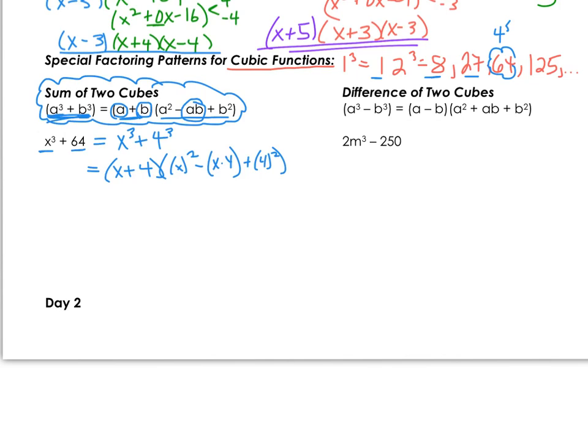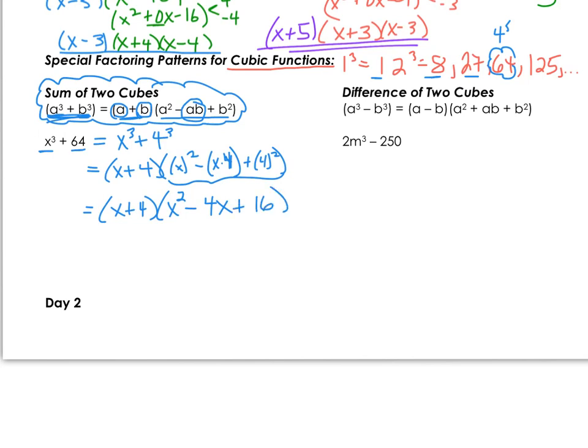From here, we just need to simplify. It's really easy. That first parenthesis still stays x plus 4. And then x squared, we can just get rid of that parenthesis and write it as x squared. Minus x times 4, no, that's a 4 and not a y. I just want to clarify that for everybody. It's just 4x. And then plus 4 squared, which is 16.